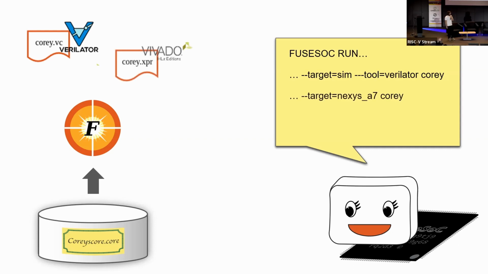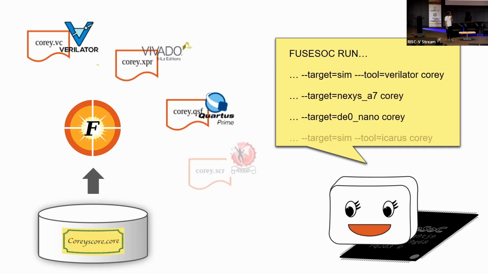We can do the same thing, for example, for targeting an FPGA board. In this case, an AMD FPGA board, or an Intel FPGA board, or maybe run it through a different simulator. In many cases, you might have different tools that can perform the same action. But the key takeaway here is that you use a single core description file, use a single interface, and you can run through all of these different tools, which is very good for portability.